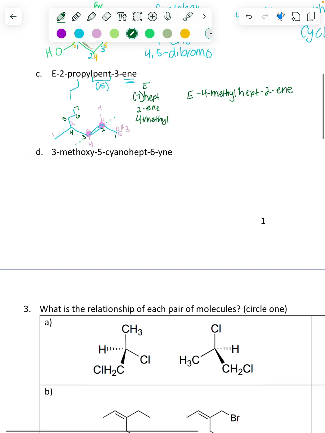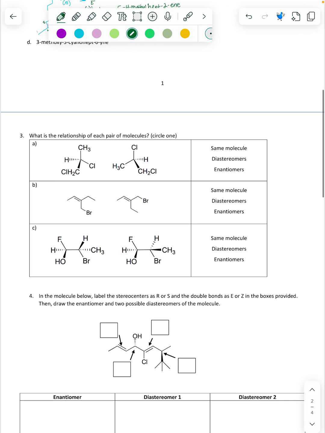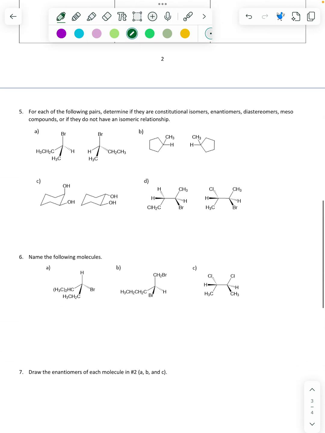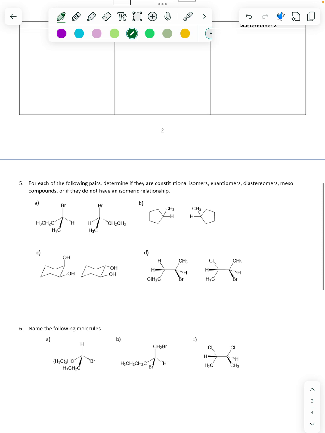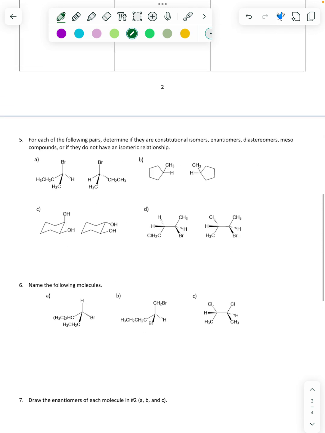And we don't have to worry about D because we didn't learn how to name this structure correctly. So we're just going to skip D. And we're going to go all the way down to 5 because I believe that's what you were asking, unless you were asking for 3. But if you need to know more on this, just let me know.